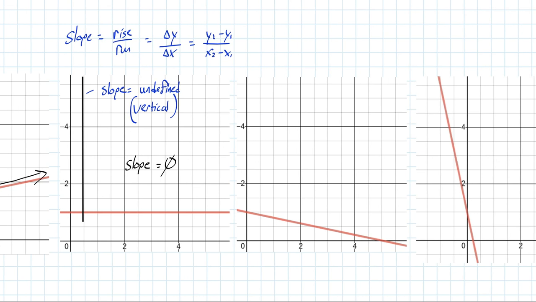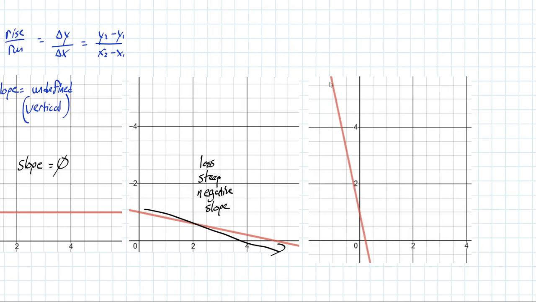Over here, we have a not so steep slope that's going down to the right. So we'll call that a negative slope. And over here, we have a steeper one going down to the right. So we would call this slope steeper.